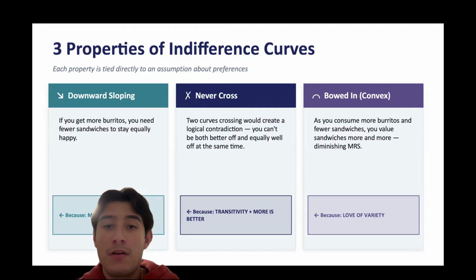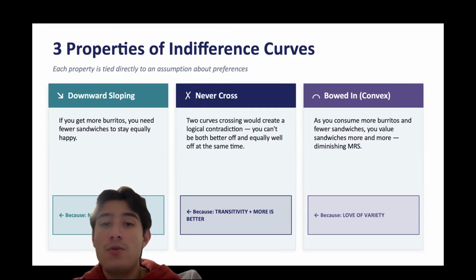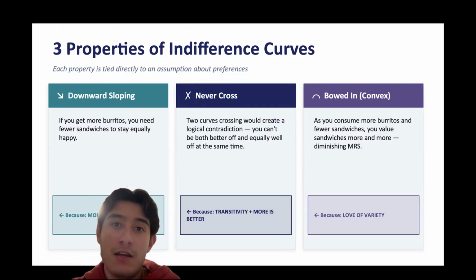Property three: indifference curves are bowed in toward the origin, which economists call convex. This comes from a fourth assumption that we add, that consumers love variety. Think about it this way. If you only had burritos and zero sandwiches, you'd be willing to give up a lot of burritos just to get one sandwich. But if you already have 10 sandwiches, you wouldn't give up much more than just one, because that willingness to trade is exactly what creates the bowed-in shape.